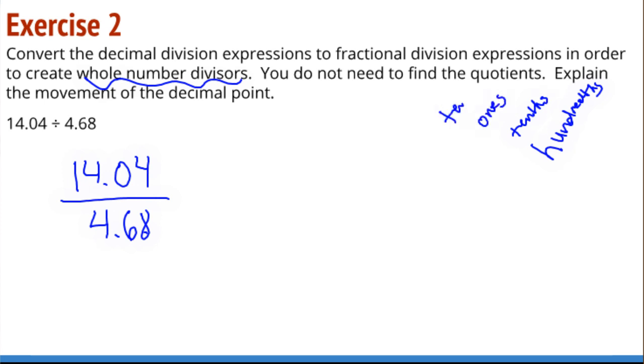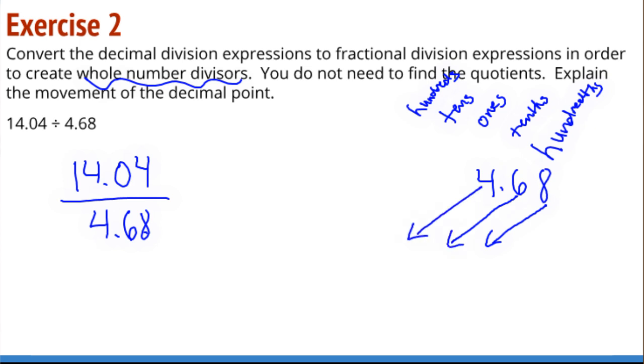ones, tens, hundreds. So right now I have 4 and 68/100, and if I'm going to have a whole number divisor, the 8 in the hundredths place needs to move to the ones place, and the 6 in the tenths will go to the tens place, and the 4 in the ones place will go to the hundreds place. So I see that everything needs to shift 2 place value positions. Now, to shift 2 place value positions, the 8 in the hundredths place needs to go to the tenths, and then it needs to go to the ones. So it's going to make 2 moves.